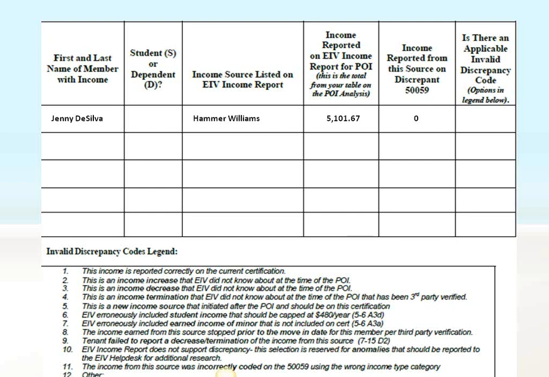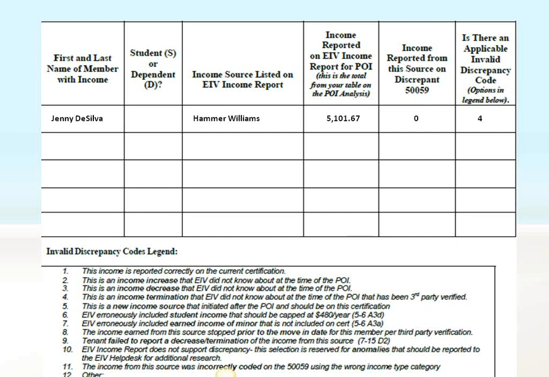So when you have this row of completed fields here, the name of the game is to put an explanation code in this last column that explains why you didn't put that income source on the cert that's discrepant. So look at those reasons in that legend. There's 12 of them listed there, the invalid discrepancy code legend. Which one of those reasons explains why you did not put Hammer Williams on a 12/1/17 interim? Would it be number 4?